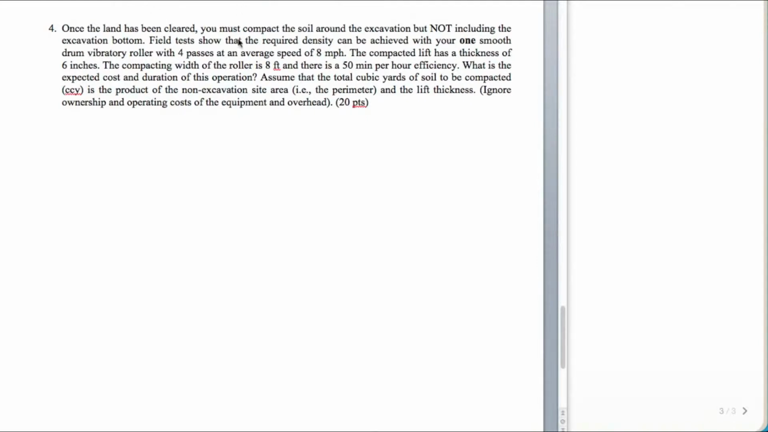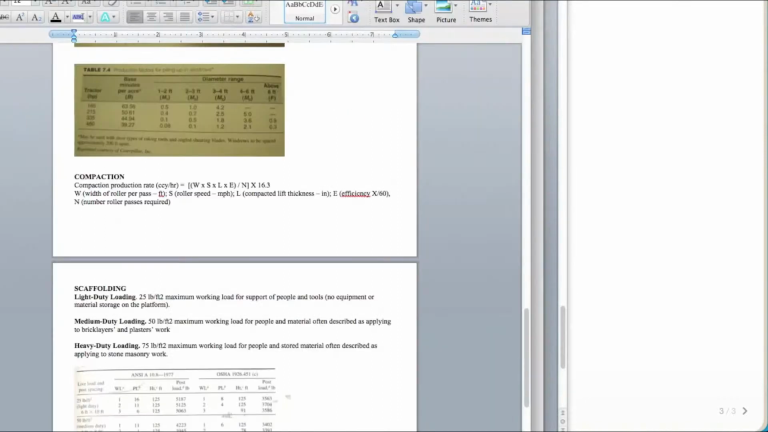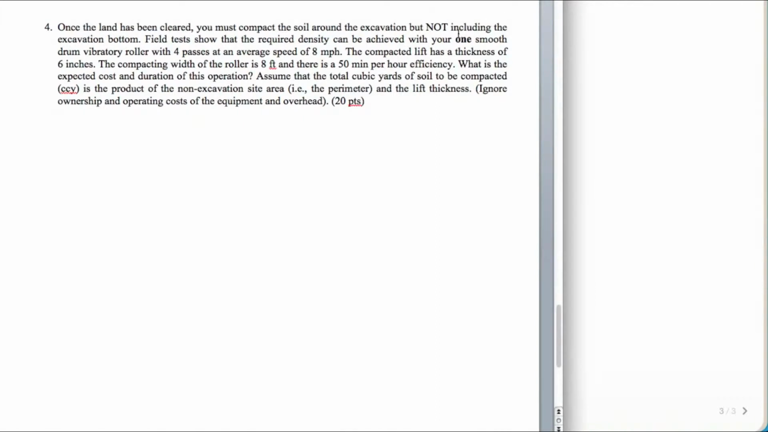So some of the important information that we're going to need is, well, first, let's look at the equation that we're going to be using. Going to the equation sheet, looking at the compaction, here's our equation. It is basically compaction production rate in compacted cubic yards per hour is W S L E over N times 16.3, where W is the width of the roller pass, S is the speed, L is the compacted lift thickness, E is the efficiency, and N is the number of roller passes required. So with that in mind, let's find all of these variables.